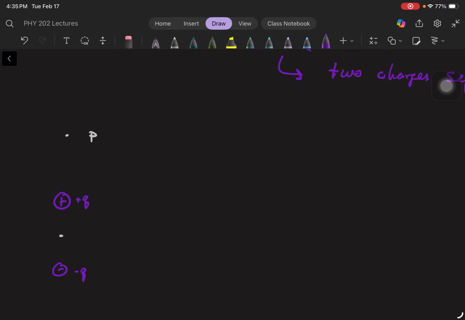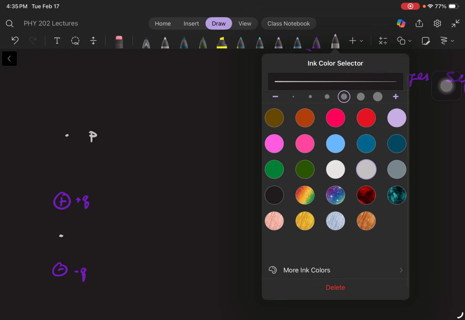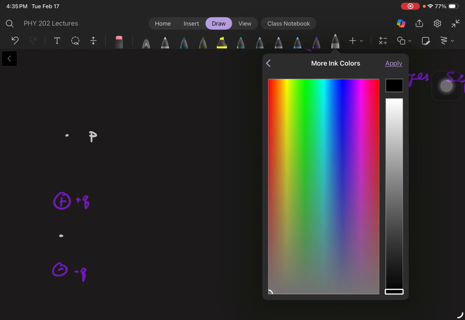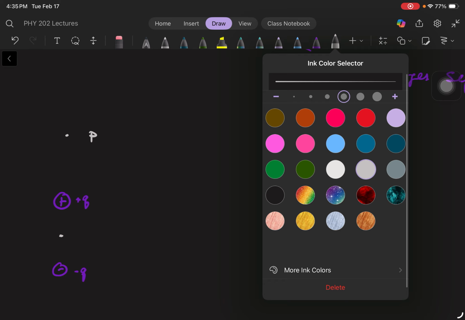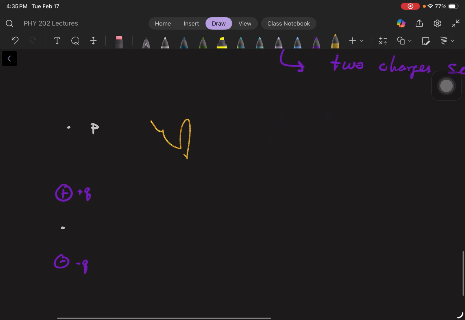Okay, and so let's pick a color that electric field lines are going to be. Okay, I don't want to do all that. I was really just hoping yellow would be in here. We'll do that for now, whatever. Very fancy.